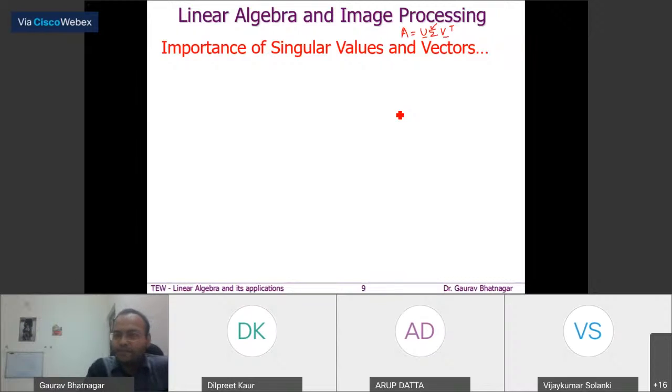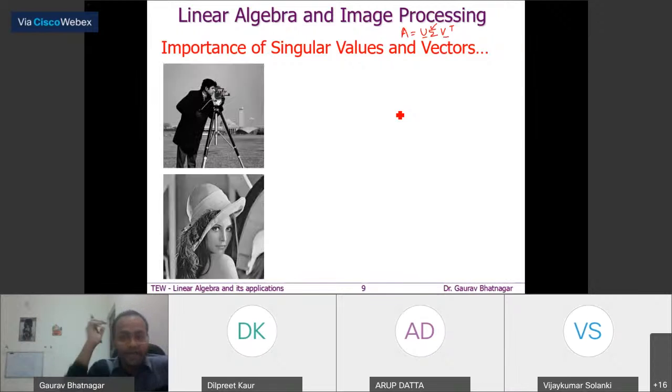So in order to explain this phenomenon of the importance of singular values versus singular vectors, let me take two images. I'm taking two different images right now in front of you. Let me say this is going to be my image A and this is going to be my image B. These are going to be two visually distinct images.